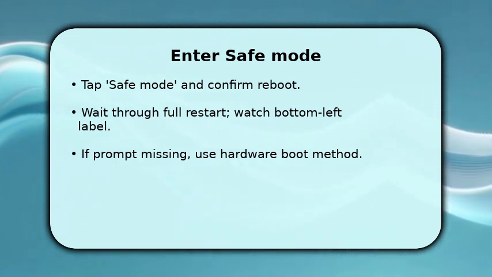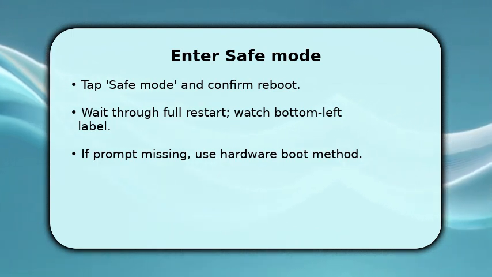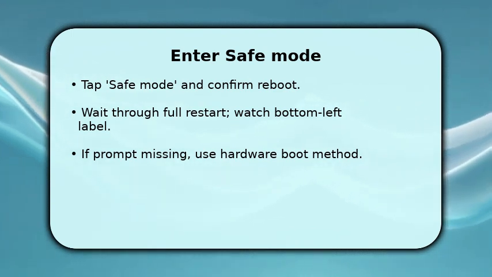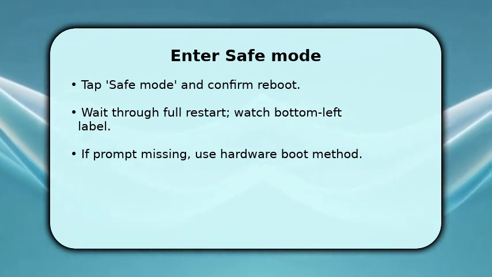If the on-screen prompt doesn't appear, perform the hardware method. Power off, then power on and immediately press and hold volume down until startup completes. That alternate path forces the same restricted environment.